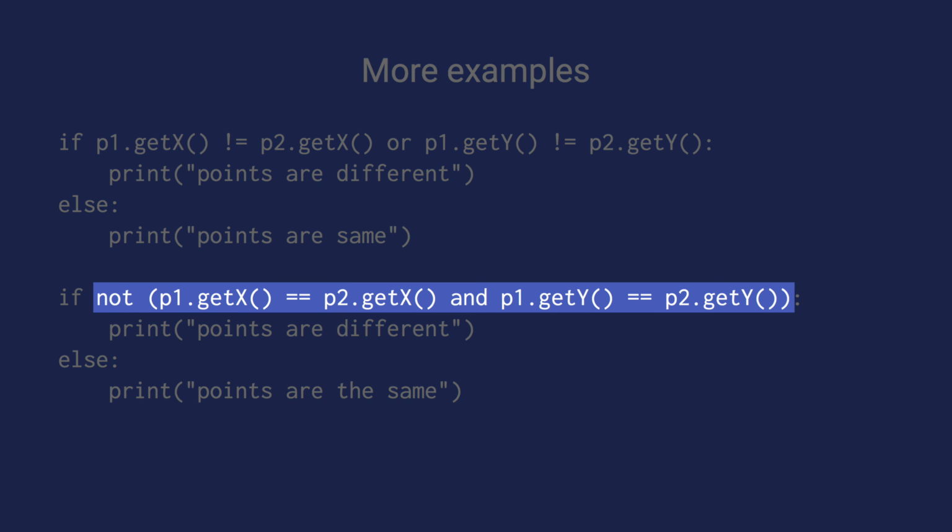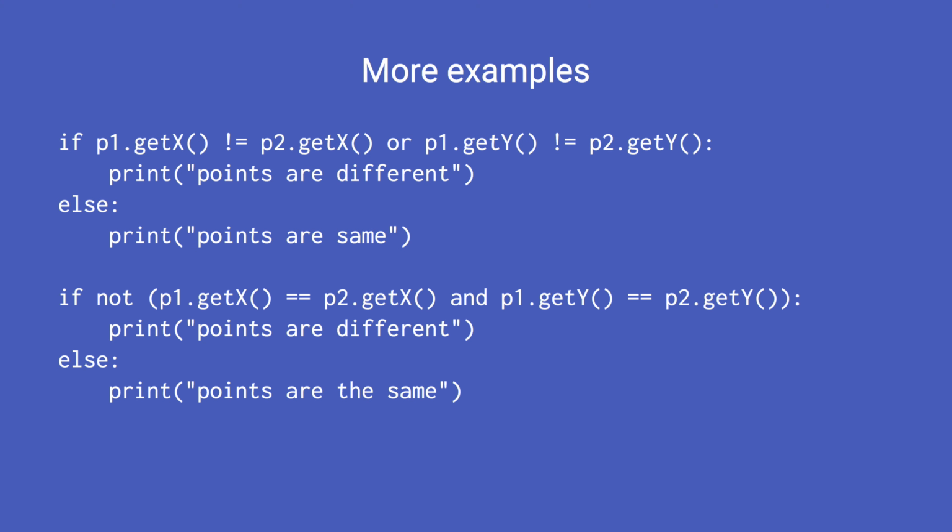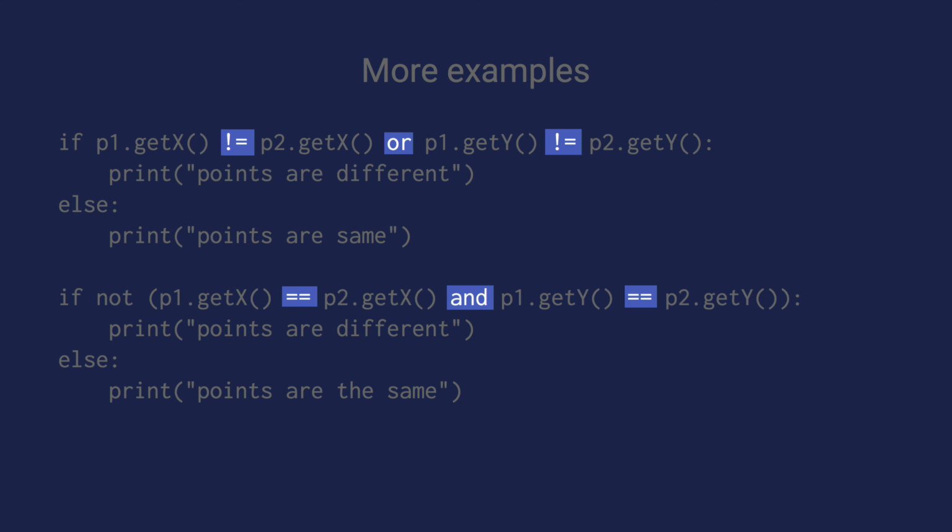The version for checking if the points were the same uses the equals comparison operator along with the AND operator. We could put the not operator in front of that entire expression to check if the points were not equal. Because the not operator has the highest precedence, we must put parentheses around the expression so the not operation is done last. Note the similarity in these equivalent expressions. We negate each comparison and switch the AND and OR operators, and the expressions are equivalent.